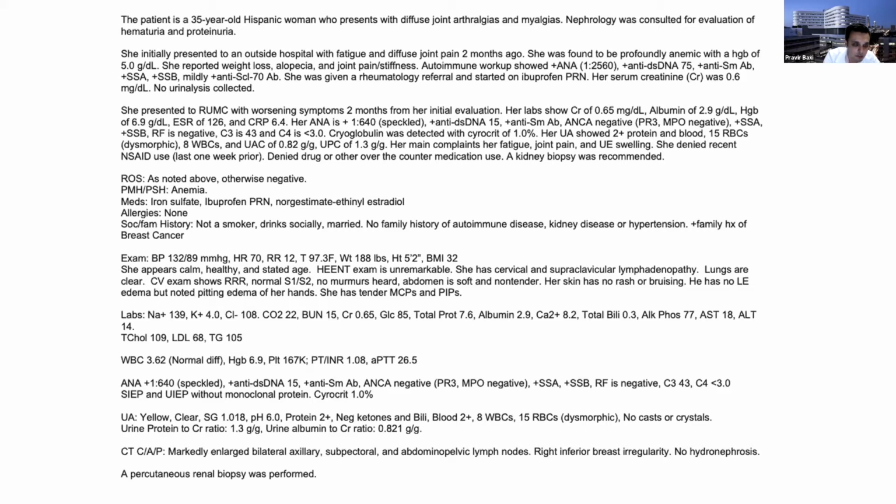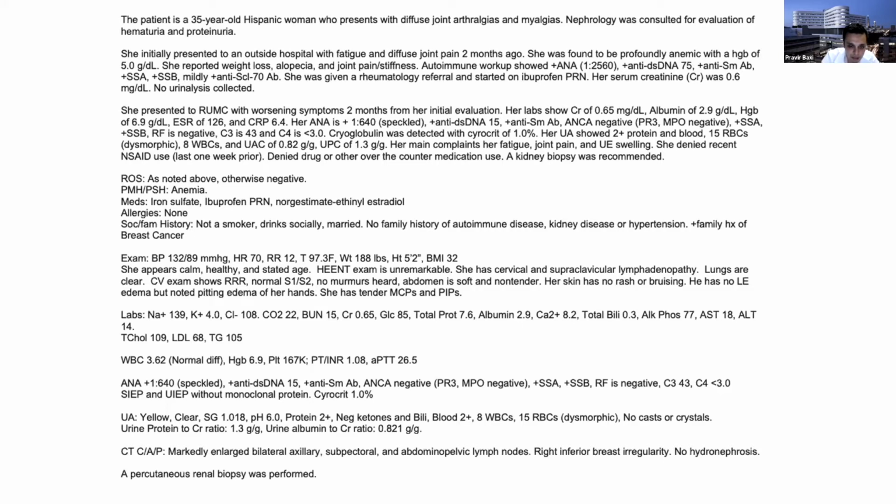Labs: sodium 139, potassium 4.0, chloride 108, bicarb 22, BUN 15, creatinine 0.65. Her albumin was 2.9. LFTs were unremarkable. Her lipid panel is listed, with cholesterol of 109, LDL 68, and triglycerides 105. She was anemic, but her white blood cell count was 3.6 with otherwise a normal diff. Platelets were 167.